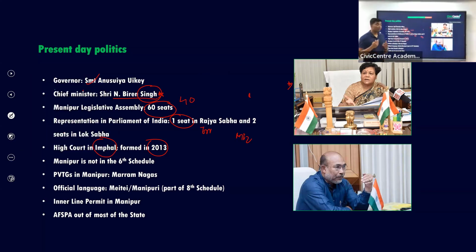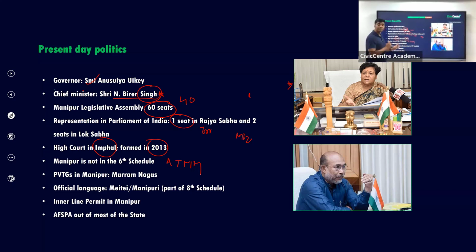Next, we know the 5th schedule. We know the 6th schedule. Which all states are part of 6th schedule? It is wrong. Tripura is there. There are 4 states at present. First one is Assam. Second is Tripura. Third is Mizoram. Fourth is Meghalaya. Manipur is not part of 6th schedule.